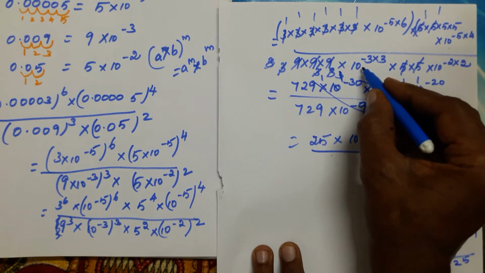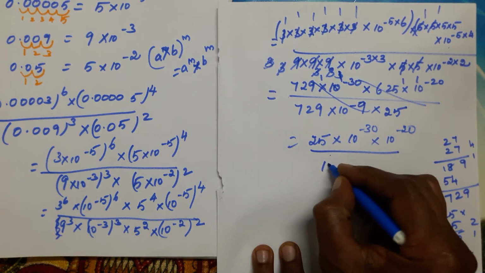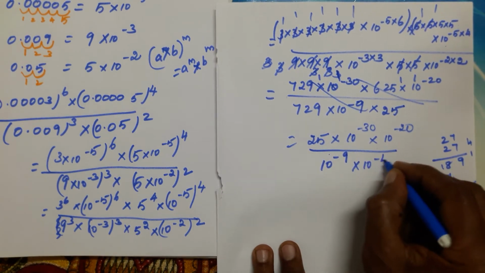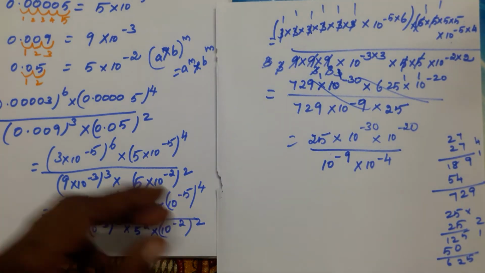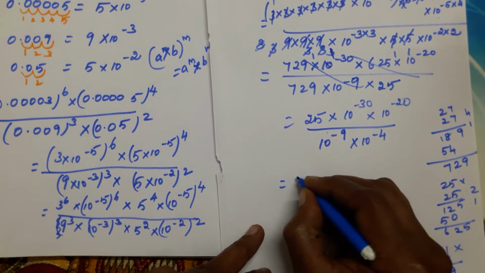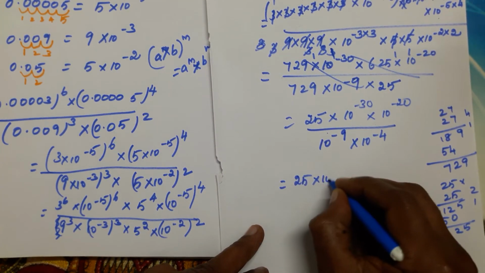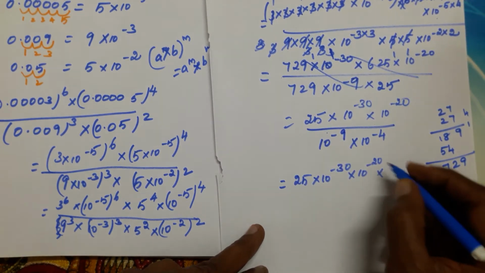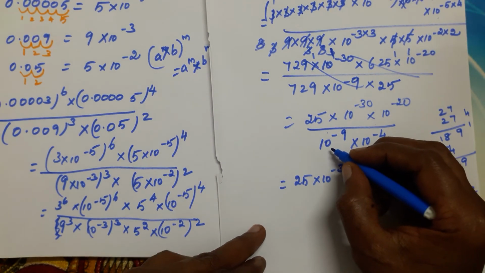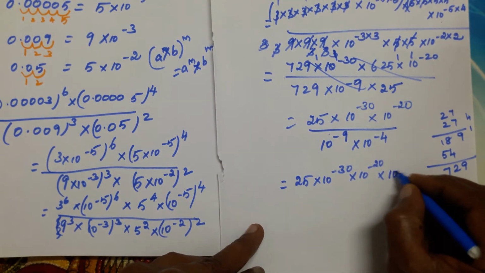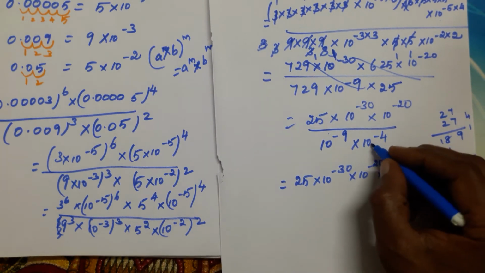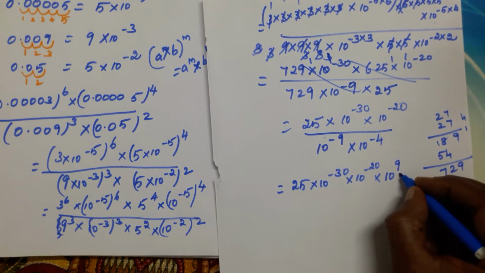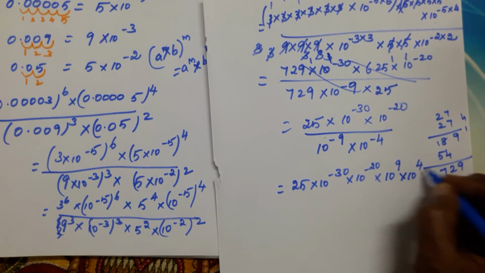Here no numbers are there. So 10 power minus 9, 3 3s are 9. Here also 10 power minus 4, 2 2s are 4. So it is equal to 25 into 10 power minus 30 into 10 power minus 20. This 10 power minus 9 from the denominator, when we take it to the numerator, we get 10 power 9. Here also 10 power minus 4; when we take it from the denominator to the numerator, we get 10 power 4.